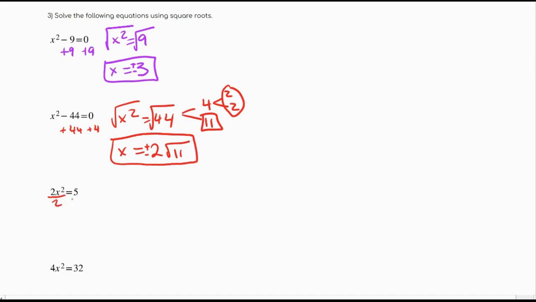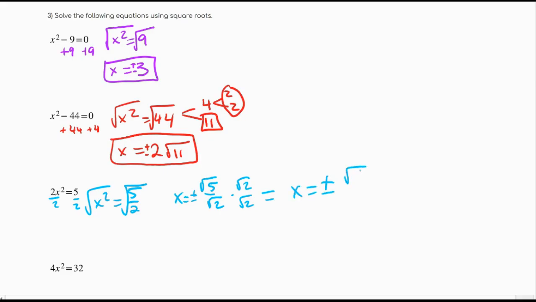Next one, we got to divide by 2. So divide by 2 on both sides. We got x squared equals 5 over 2. This is the situation which is bad because I have a square root in the denominator, and I don't want that. So I'm going to multiply the top and the bottom by root 2, which gives me x equals plus or minus square root of 10 over 2. Now that I don't have the square root in the denominator, I can call that my final answer.